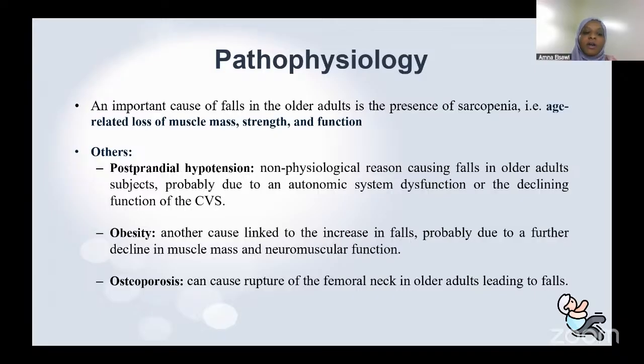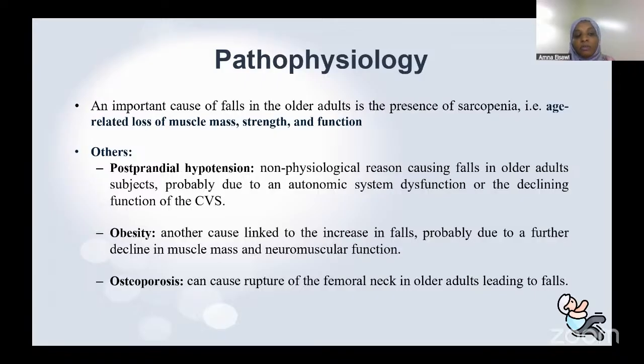risk factors. We have some interesting causes such as postprandial hypotension, in which a person's blood pressure changes after a meal. It's a non-physiological reason causing falls in older adults. It could probably be due to an autonomic system dysfunction, or to the declining function of the cardiovascular system. Obesity is also linked to an increase in falls, and it could also be linked to the decline in muscle mass and neuromuscular function. It's just generally difficult for them to move.